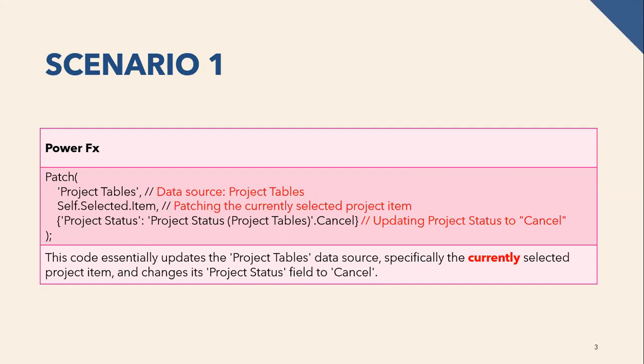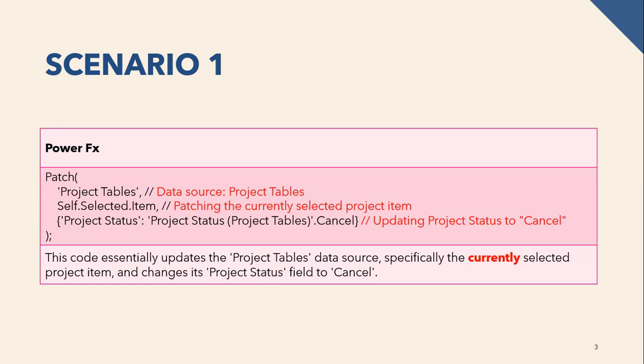So this is how you write the patch query to update a current record in your database table. The last line is exactly what updates the currently selected item in a project, changing the status from any status to cancel. This is what will help you make the adjustment.